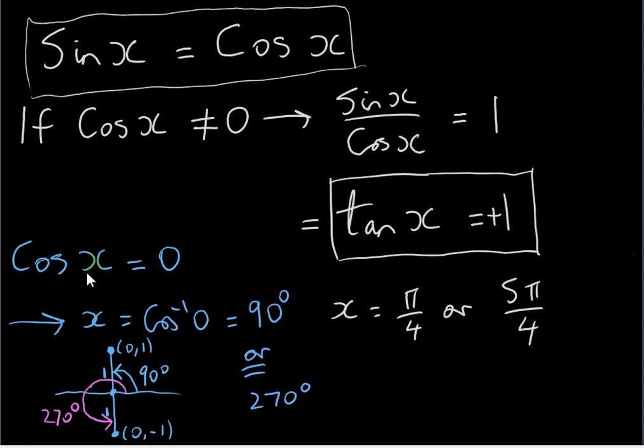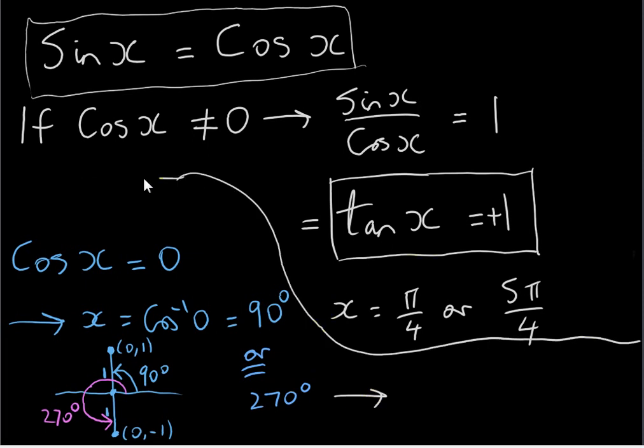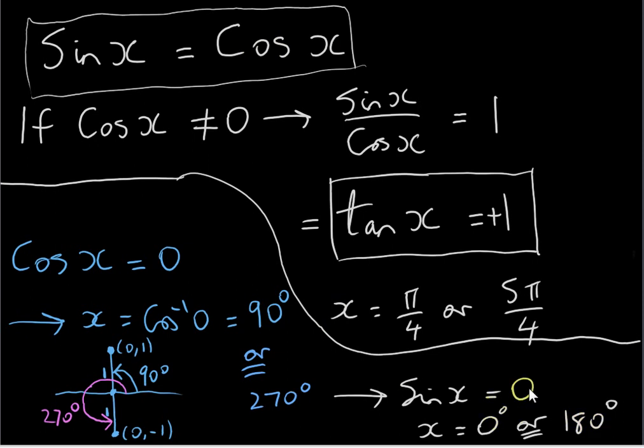Okay, so that's what happens if cos of x is 0, but if cos of x is 0, then sine of x has to be 0 as well. Okay, so if we're putting this equal to 0, then obviously sine of x is 0, and let's solve this. Well, the inverse sine of 0 is actually 0. Another solution is 180 degrees. Okay, again you can get this answer from your calculator. The inverse sine of 0 is 0.